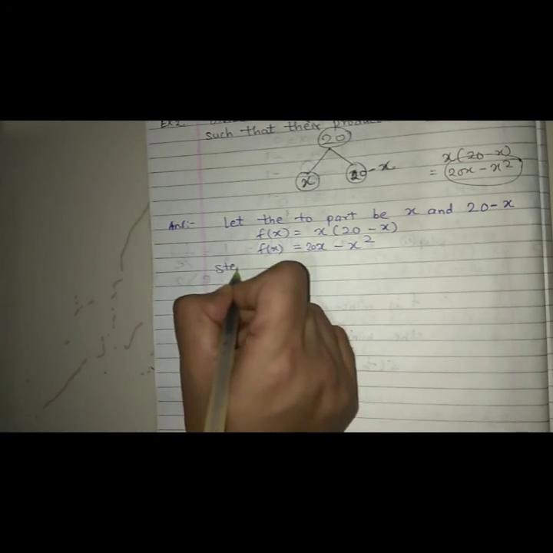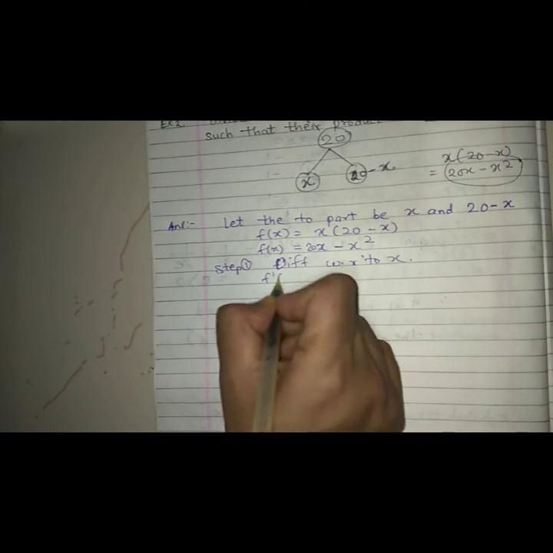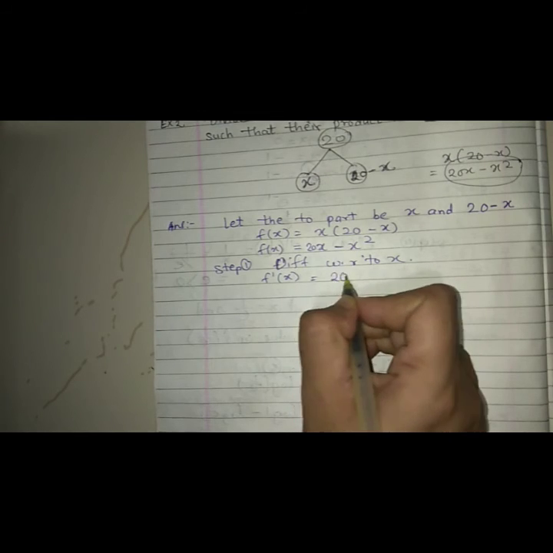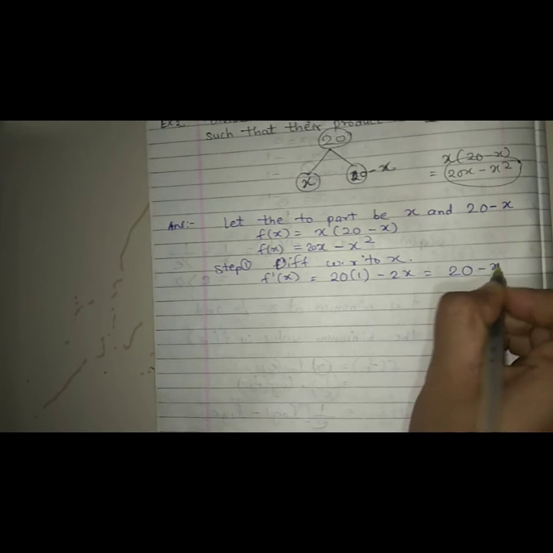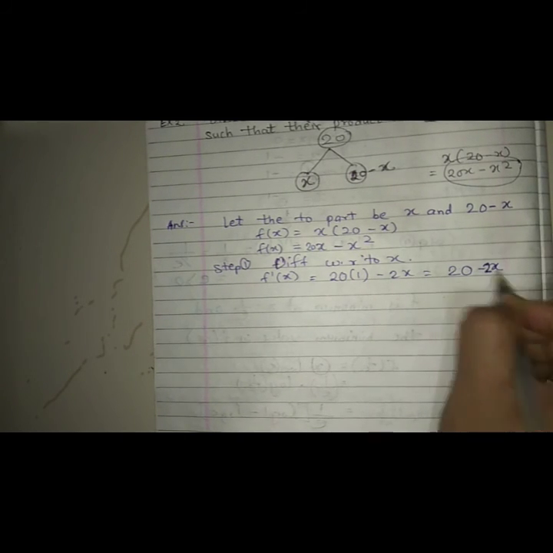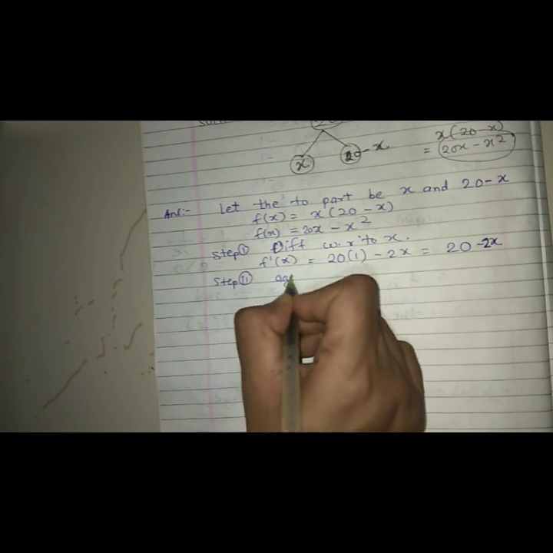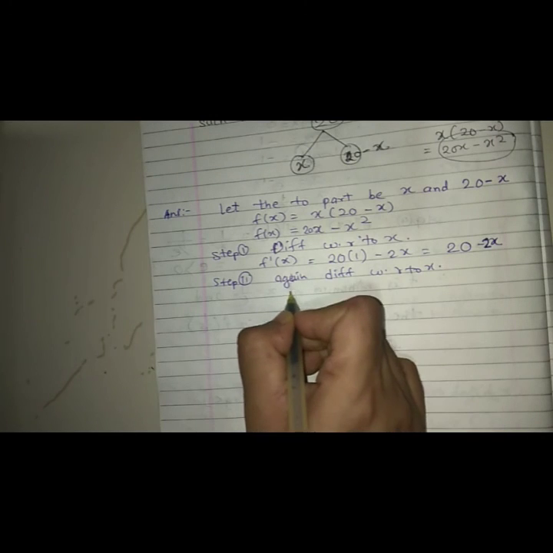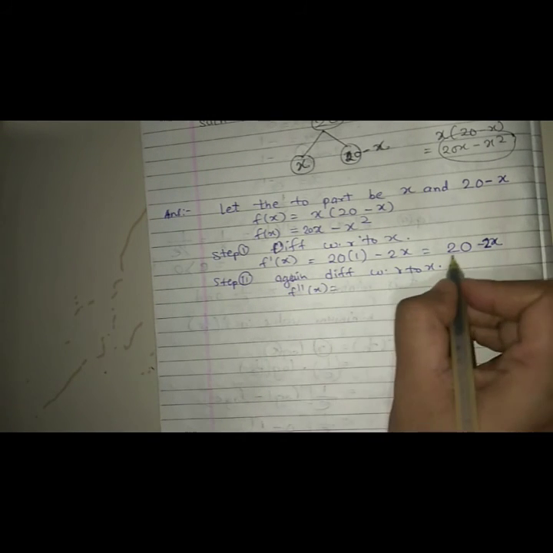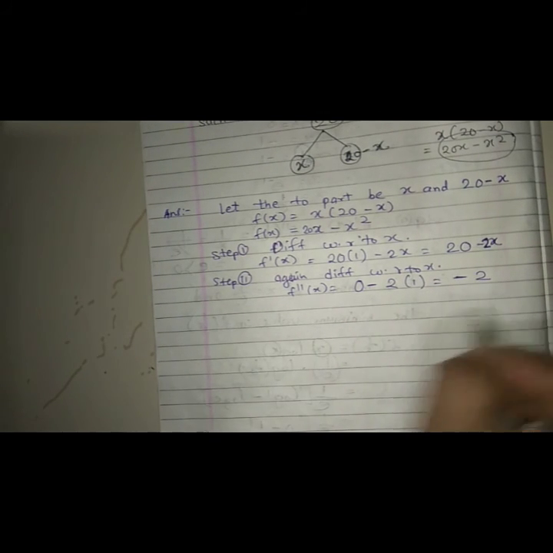Then we follow step number 1. That is nothing but calculating the first derivative of the function, f dash of x. The derivative of 20x is 20, minus the derivative of x square, which is 2x. So we get 20 minus 2x. Again step 2: differentiate again with respect to x, that is the double derivative of the function. The derivative of 20 is 0, minus 2, the derivative of x is 1. So we get minus 2.